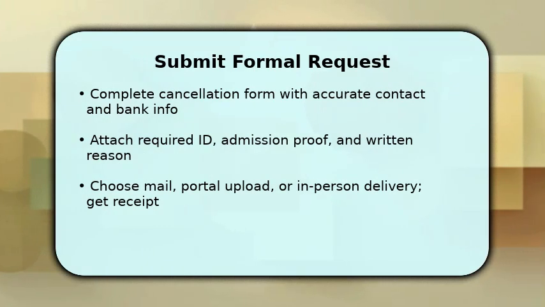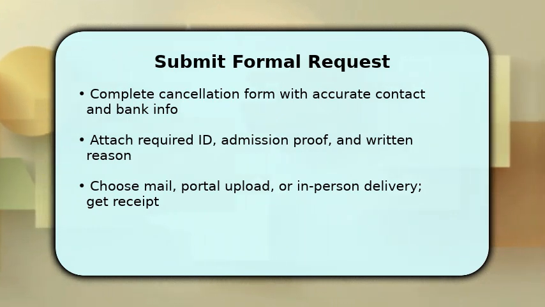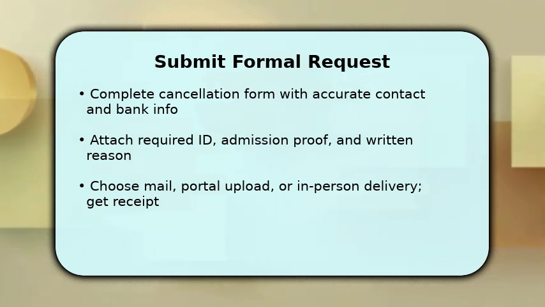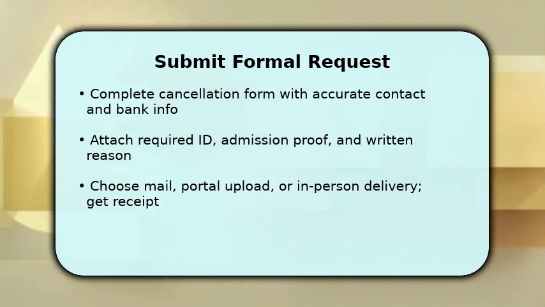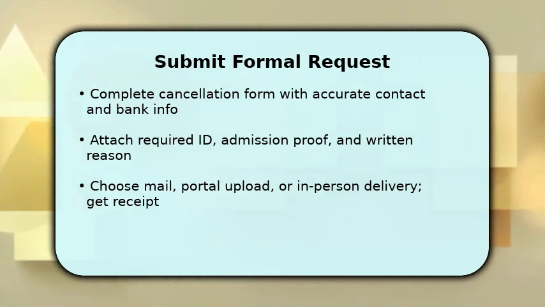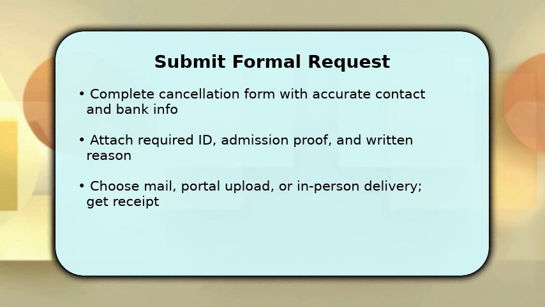Next, you submit a formal cancellation request. Fill the form completely, provide current contact details, bank info for refunds, and a concise reason for withdrawal. Upload scans of ID and your admission letter. If policy asks for a signed letter, sign and scan it. Once submitted, request or download a confirmation receipt and record its reference number. If you must deliver documents in person or by mail, obtain proof of delivery so you can track progress and prove submission if discrepancies arise.